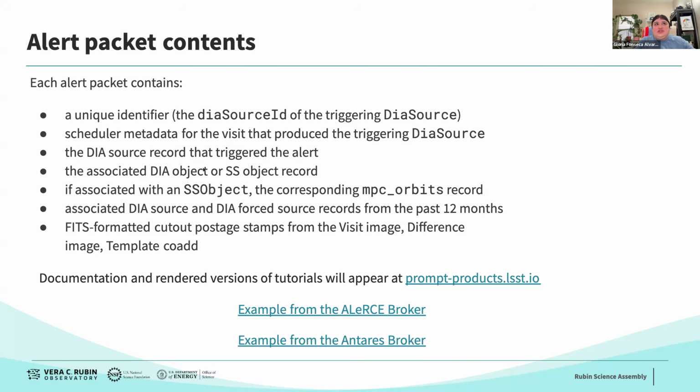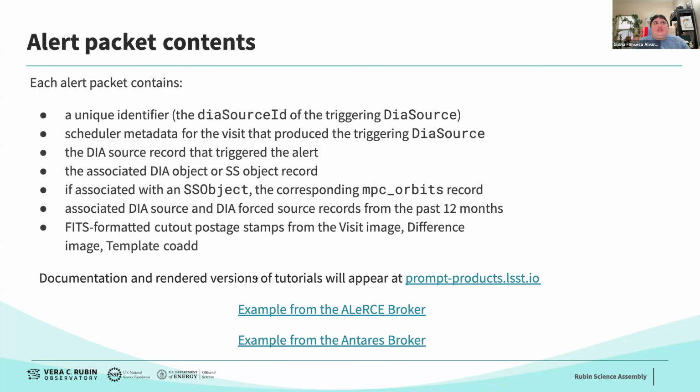what DIA object it is associated to. If it's a solar system object, you'll get a solar system object record, and you also get data from the MPC orbits. And then you also get DIA source records from the past 12 months. So this will be like your light curve for the last year. And then you also get some stamps for the visit, difference image, and template coadds.